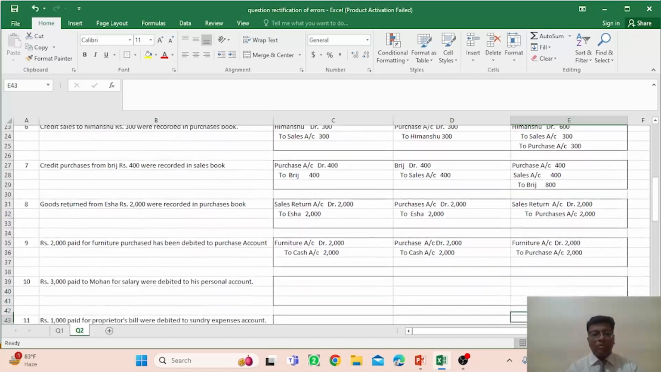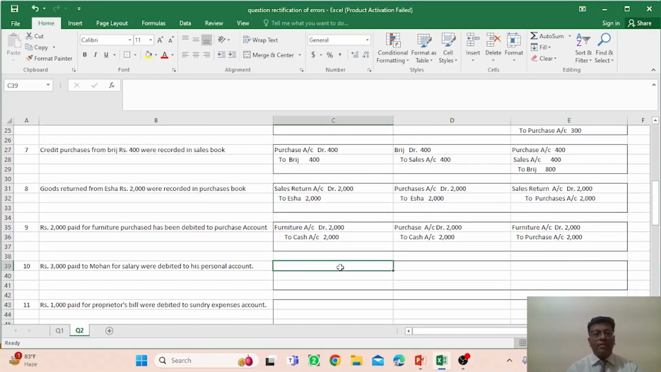Okay, so this was the transaction, and the next transaction is rupees 3000 paid to Mohan for salary were debited to his personal account. This is worth mentioning: if any salary is paid or any expense is made, that transaction should be made in the name of the expense, or by mentioning the name of the expense, the account should be debited. But what happened is that you treated it as a personal account of Mohan, so Mohan was debited in place of the salary account.